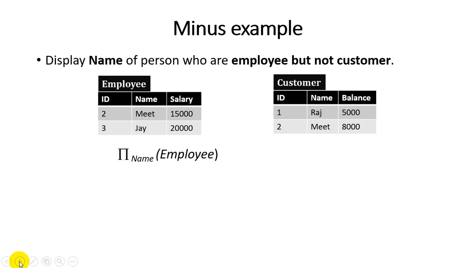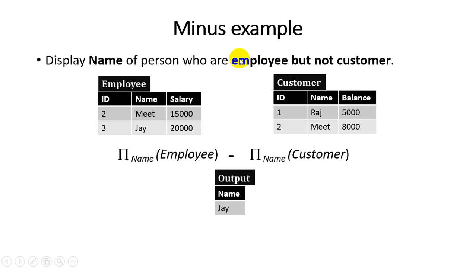Start with the projection operation on the name of the employee table, and find the names of customers, combined with the minus operator, and we get the final result known as Joy, because we want to retrieve employees but not customers. So Joy is an employee, and the Joy record is not available in customer. Finally, that is how we get Joy as an employee but not a customer.